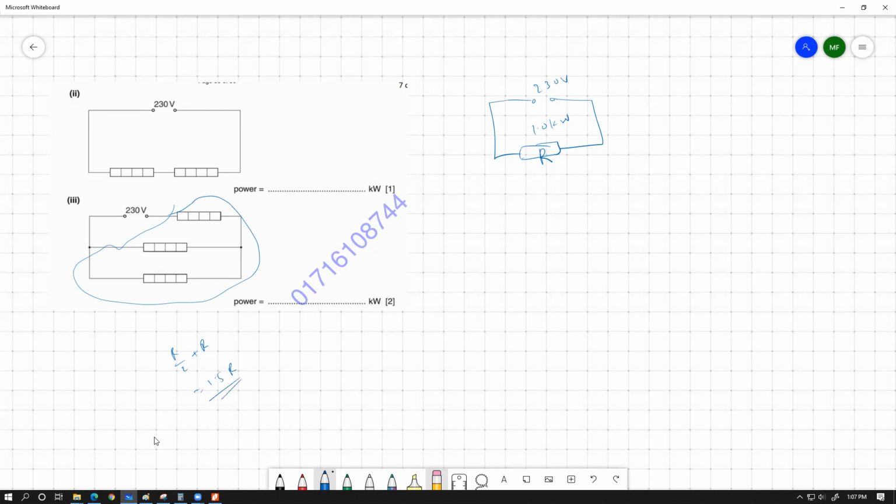Same voltage is applied across a different resistance. The combined resistance of this whole thing is 1.5 R. Do you see whether this calculation is clear? Yes, sir, it is clear.